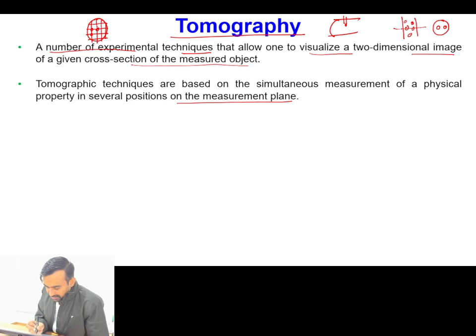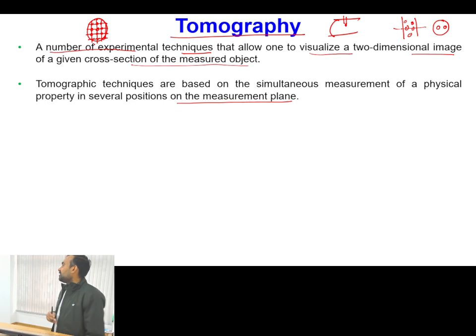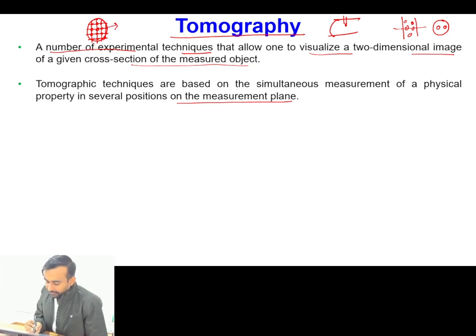All these cross points are what? These are my discrete measurement points. And if at all the points I simultaneously measure the phase density function, what will happen?